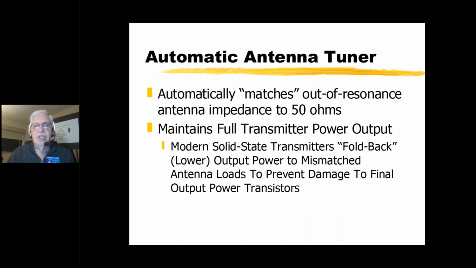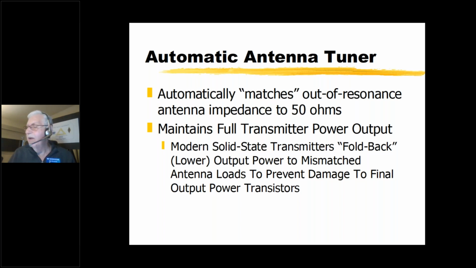Automatic antenna tuners. This is something almost all modern radios have. It automatically matches an out of resonance antenna to an impedance of 50 ohms. The reason this is important with modern radios is to maintain full transmit power. Modern solid state transmitters fold back or lower the output power into mismatched antenna loads. That prevents damage to the final output power transistors. So your ATU, your automatic antenna tuner, enables you to quickly, without any dials or switches, by pressing a button, automatically tune to a 50 ohm match.